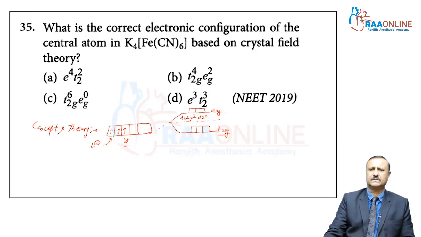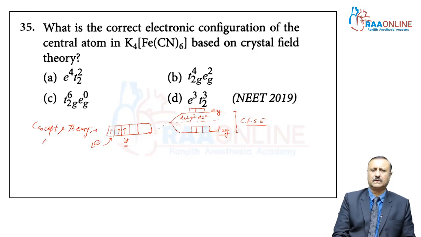So my dear students, this is called splitting, and it is also called CFSE, crystal field stabilization energy, or crystal field splitting. Here two orbitals are present, and those complexes are octahedral complexes. So we can write here CFSE or delta O, where O represents octahedral complexes. Now my dear students, this is the basic concept of crystal field theory, CFT.